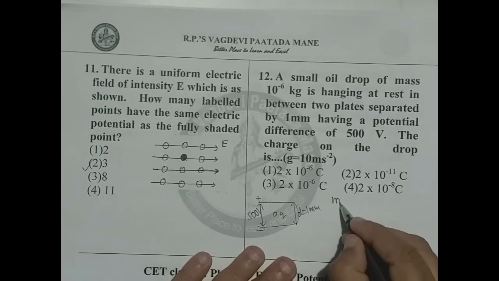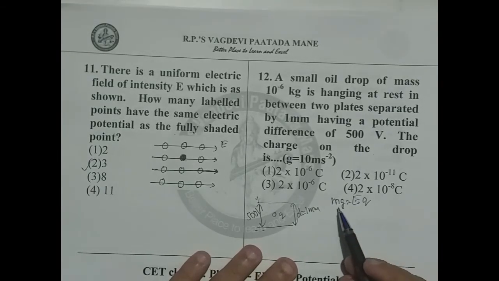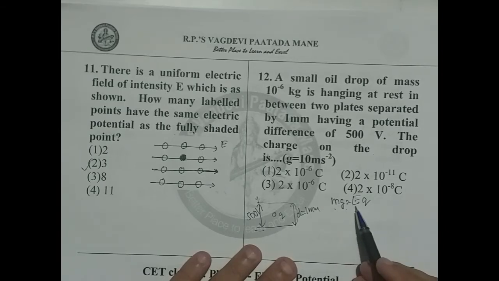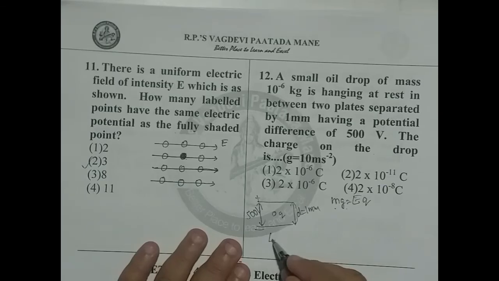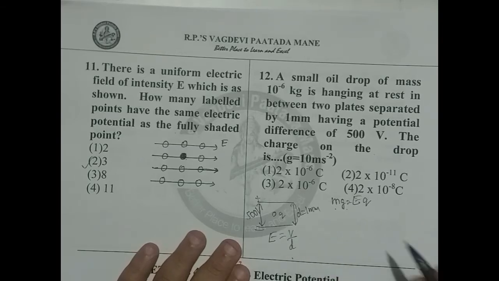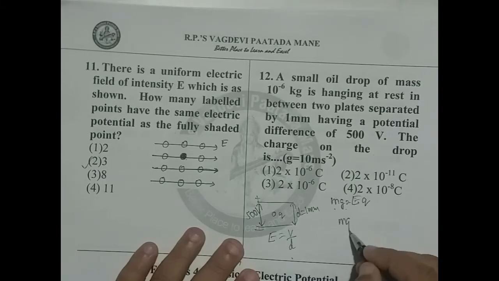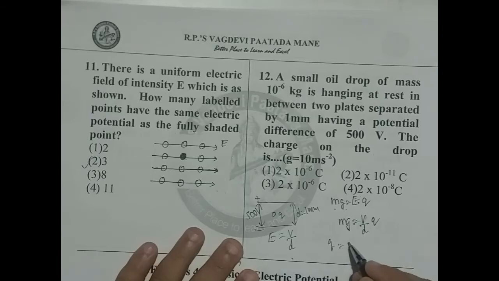That means mg equals E into Q. We are given M, we are given G, and we are given E as E equals V by d, since E is dV by dx, from that V by d we can write. Therefore, mg equals V by d into Q, so Q equals mgd by V.